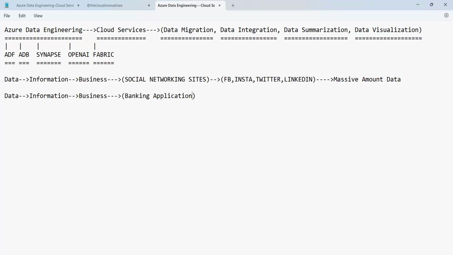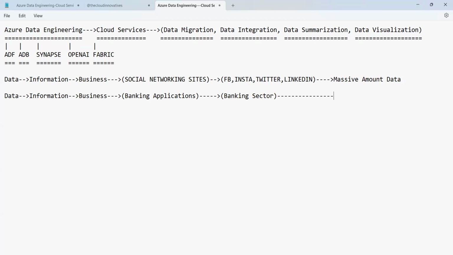We can get the data from the banking applications. So what are the banking applications, guys? The banking applications are those which are used at the banking sector level, that means in the banks.